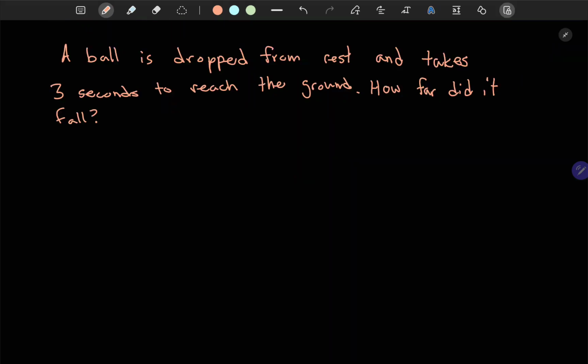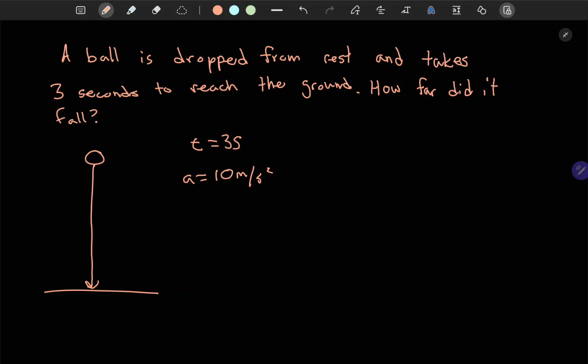All right, so the first question is, a ball is dropped from rest and takes 3 seconds to reach the ground. How far did it fall? So my first step would always be to draw something. So we know that this is the direction of the ball drop. It took 3 seconds. So t, we'll write that down, is equal to 3 seconds. And what else do we know? We also know that a is equal to negative 9.8, right? But I'll actually round this to 10 just to make it easier. 10 meters per second squared.